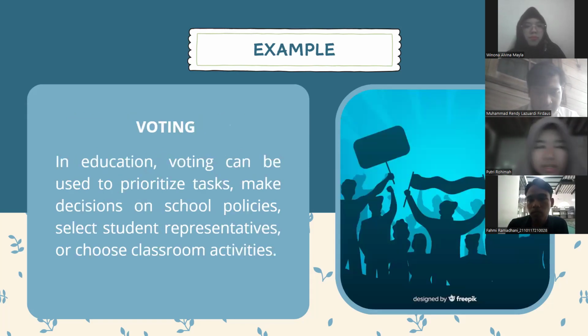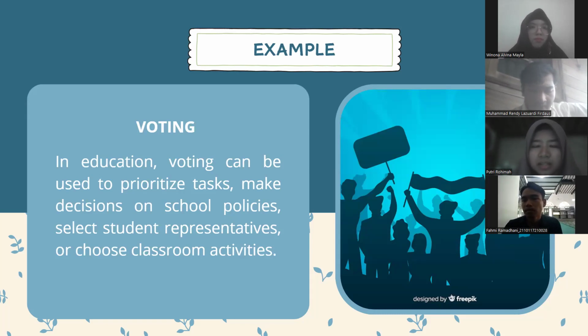Okay, the last one is voting. In education, voting can be used to prioritize tasks, make decisions on school policies, select student representatives, or choose classroom activities. And the last example means that voting has to know the agreement of the decisions by knowing the opinions of the students and other students by voting on topics or issues. And maybe that's enough from me. I give it to the moderator.